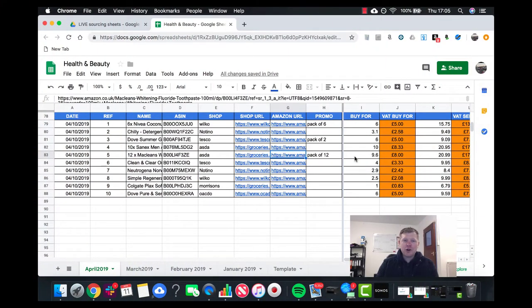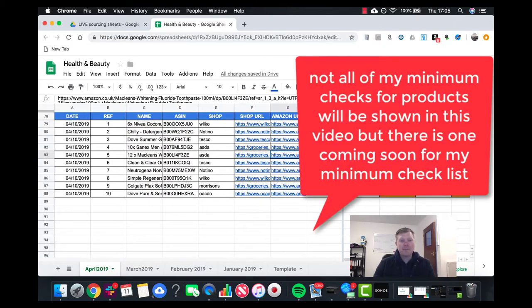Hey guys, thanks for joining me on this spreadsheet. So basically this is the health and beauty spreadsheet. The virtual assistant has sent us through 10 listings today, as you can see. That's the minimum, so that's absolutely fine. That's the minimum that we ask them to find us. Sometimes they do send more, but generally the minimum is what you get.